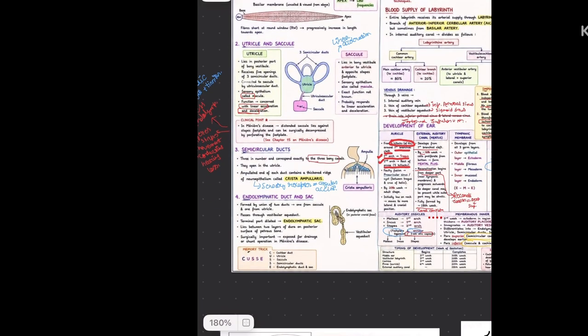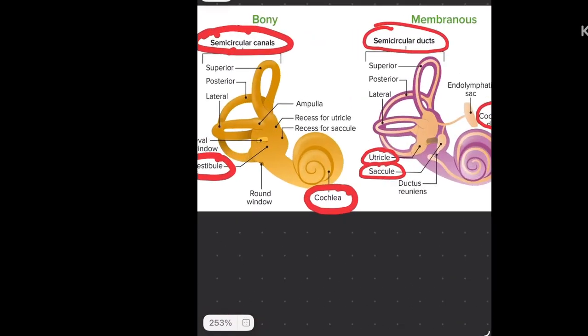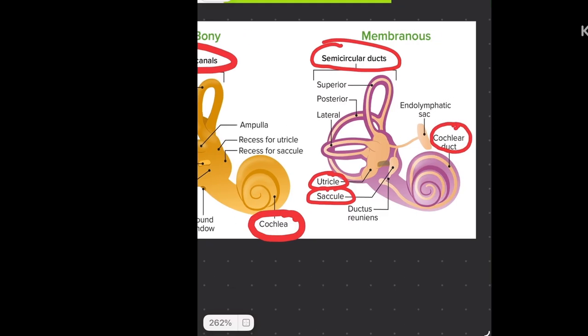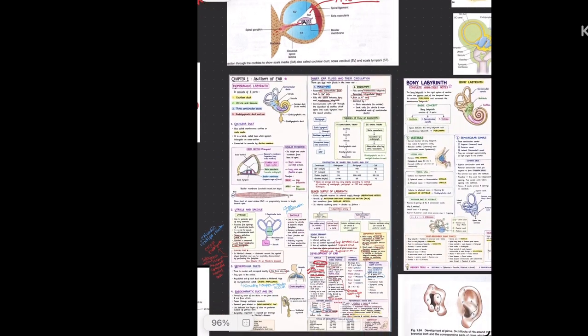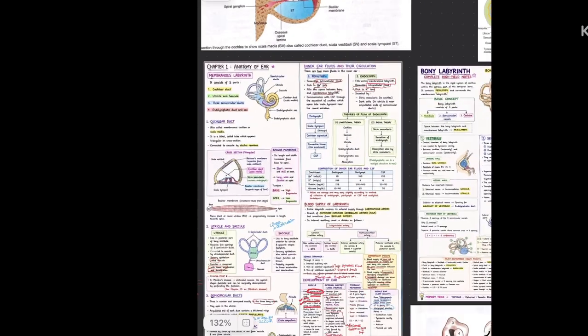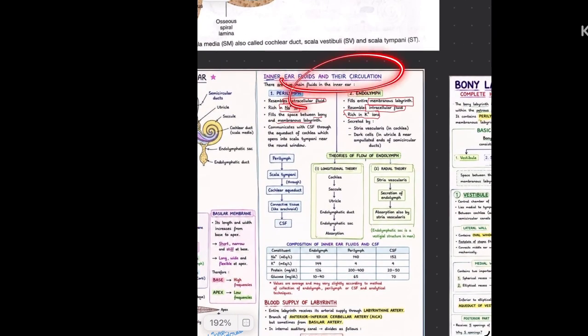The endolymphatic duct, we already know the endolymphatic duct. Basically, this is the endolymphatic duct from the utricle and saccule, and then it drains into the endolymphatic sac. Okay, great. Now let's talk about the inner ear fluid and circulation. Inner ear fluids are perilymph and endolymph.